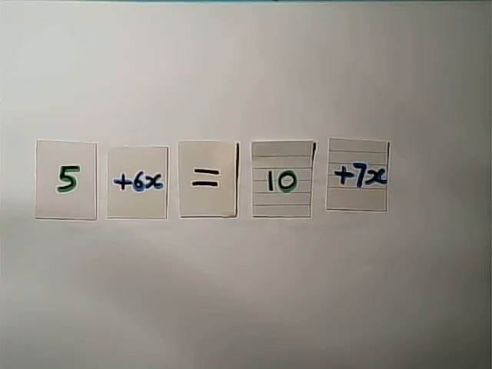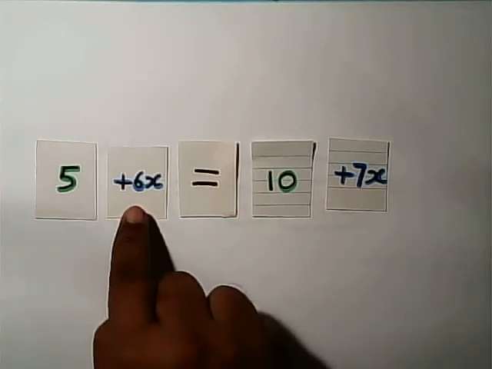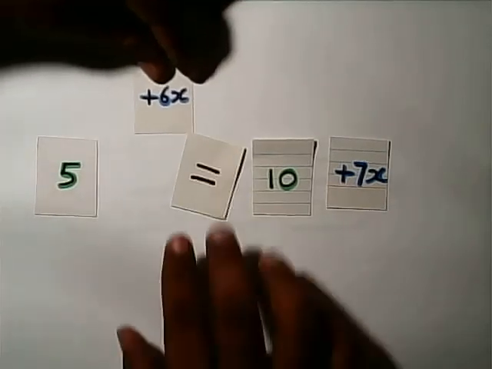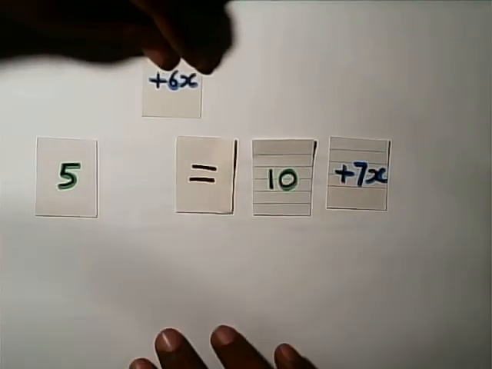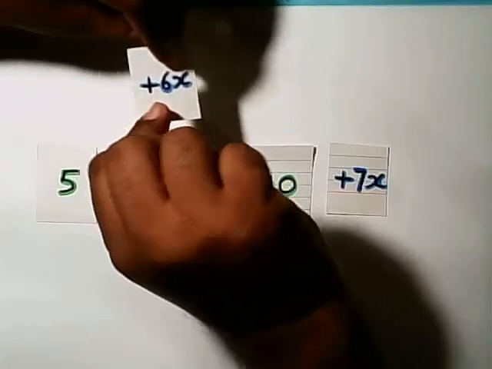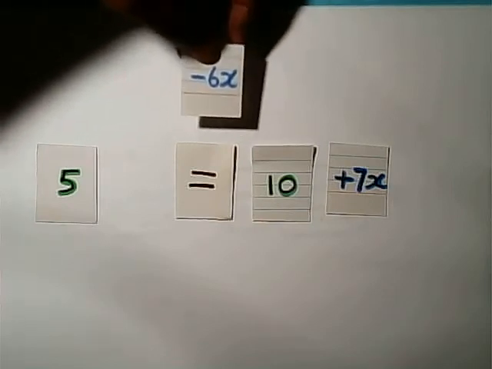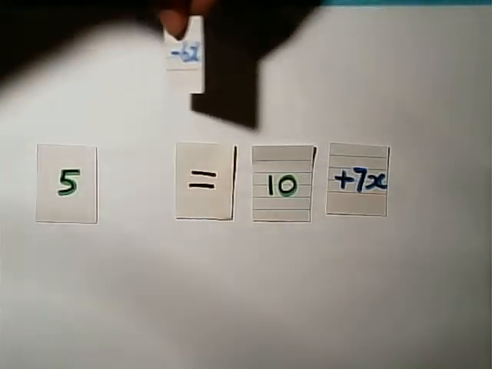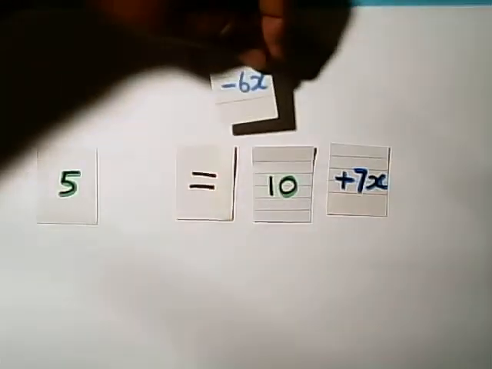The plan is we're going to move this 6x over the equal sign, and look what happens to the 6x as it crosses. It will change from a positive 6x to a negative 6x. Let me pull it back over. Positive 6x. Change it over. Minus 6x. Once it crosses the fence, it changes to a minus 6x.